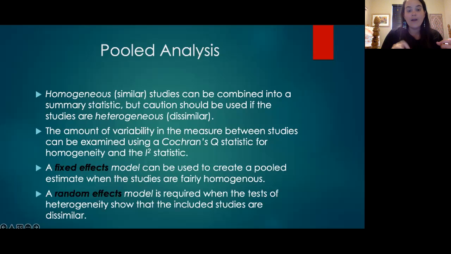But there's also the random effects model. And it's required when the test of heterogeneity shows that the included studies are not the same. And it really says that the true effect size may or may not vary from study to study, and thus it doesn't assume that one or the other is the case. It's more robust to take this, and probably a little bit safer usually. But again, you have to get the Cochrane's Q statistic.